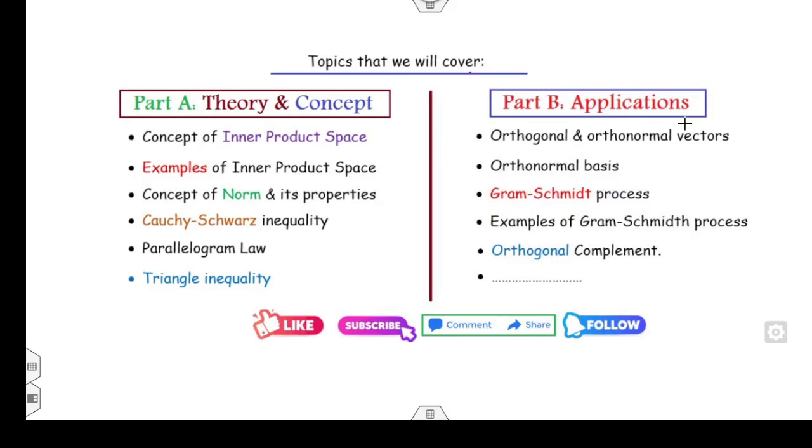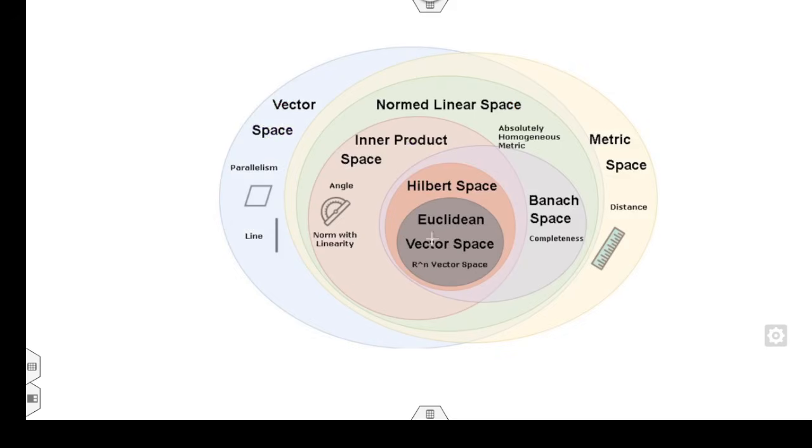But the first question that arises: we already discussed the concept of the vector space. Once we know the concept of the vector space, considering our knowledge about it, we can define the concept of the inner product space. Based on the inner product space, we can define the normed linear space, metric space, Banach space, and so on.